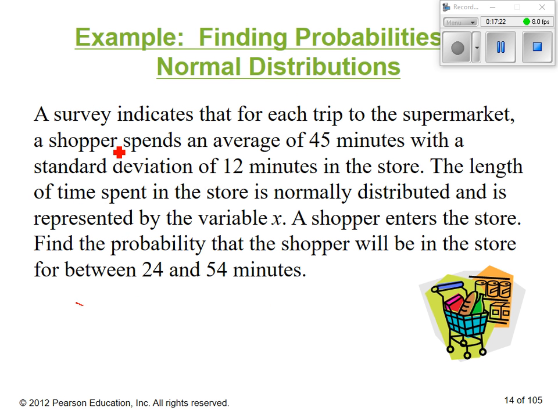Survey indicates that for each trip to a supermarket, a shopper spends an average of 45 minutes with a standard deviation of 12 minutes in the store. The length of time spent in the store is normally distributed and is represented by the variable X. A shopper enters the store, find the probability that the shopper will be in the store between 24 and 54 minutes.